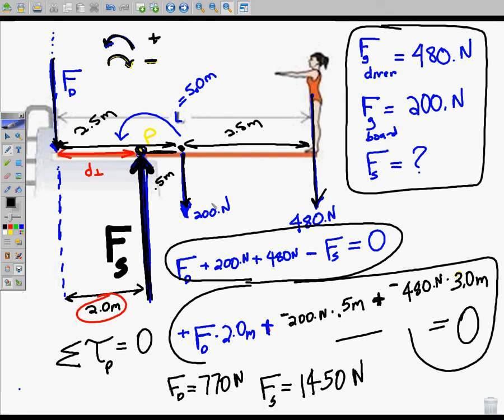All right. So a correction on the answers. The downward force is 770, and the support force is 1450.